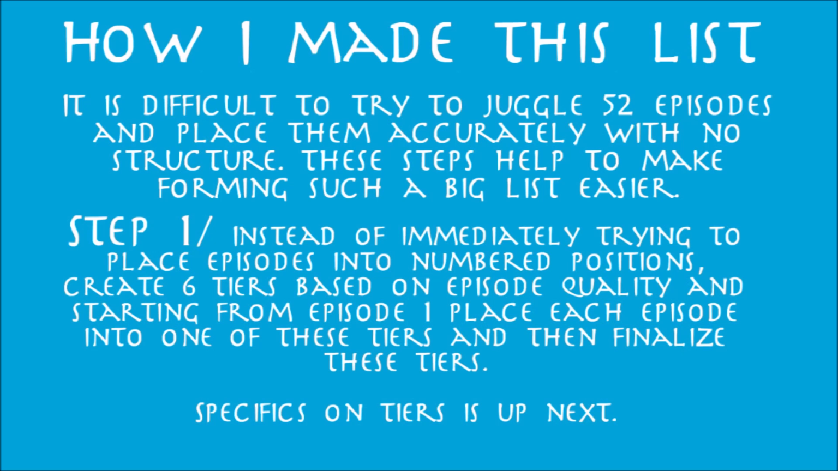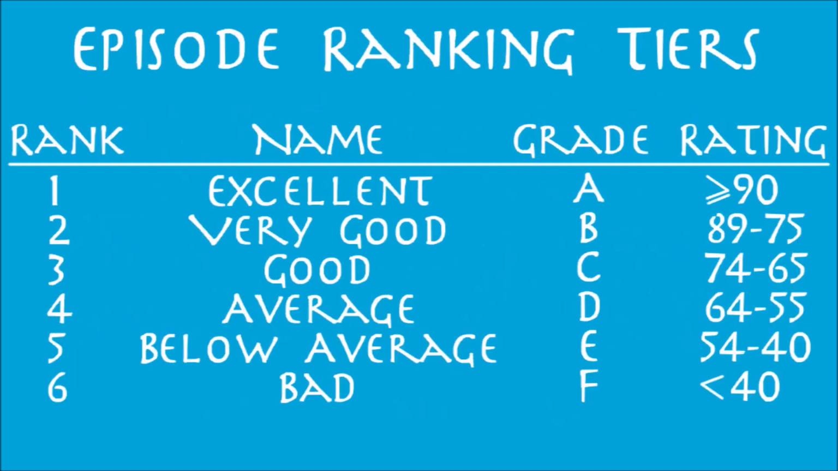So I came up with a couple of steps to make it easier, which is effectively breaking a big list down into a bunch of smaller lists. So step 1, as we see here, is going to be the introduction of these tiers, and these are quality tiers. I'll show you those tiers in a minute, and what we're going to do is go through the 52 episodes and place each of those episodes into one of these tiers. So I'll cover the tiers now.